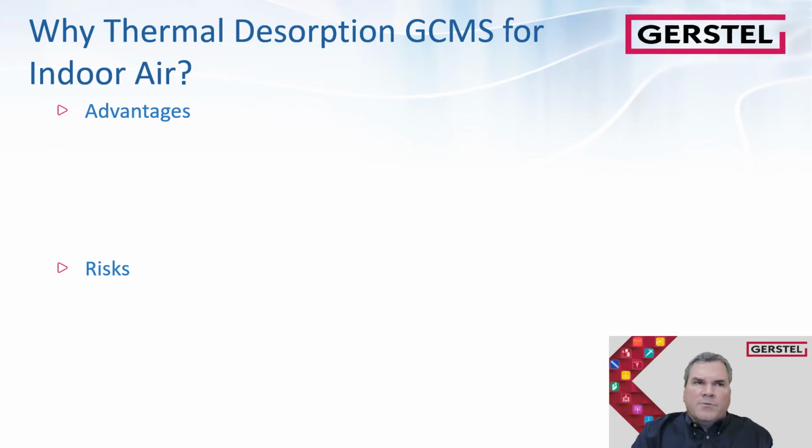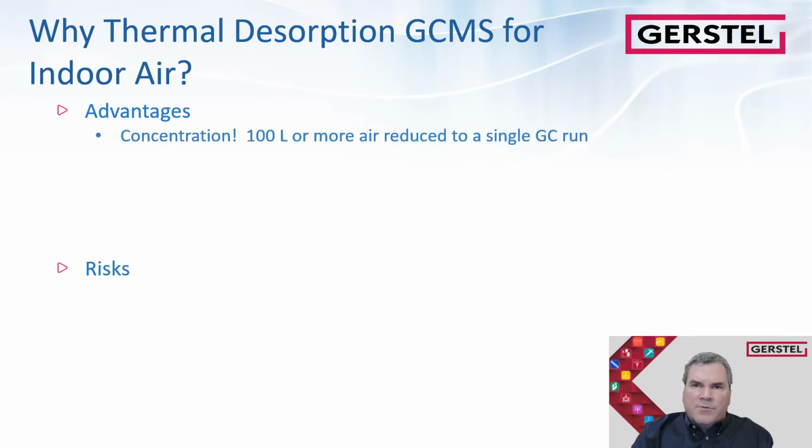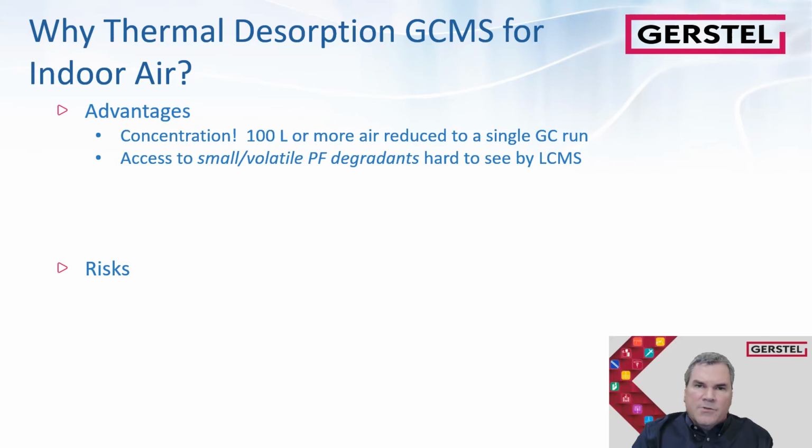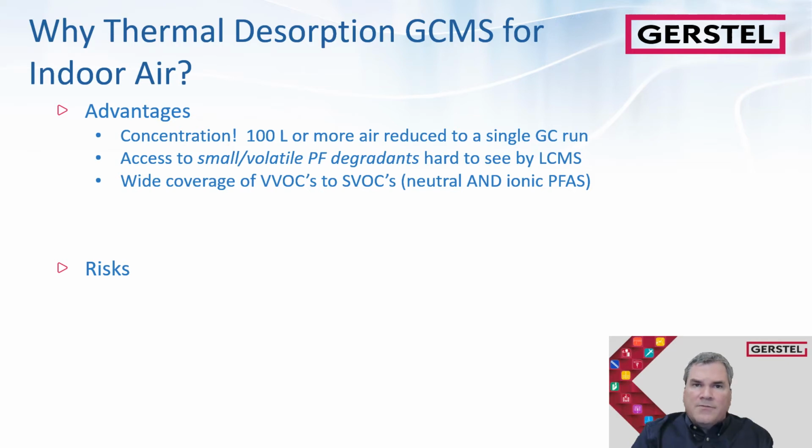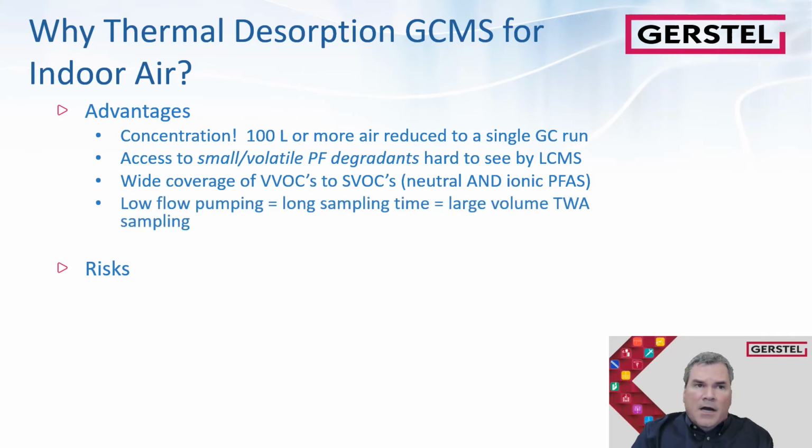Why do we want to use thermal desorption GCMS for indoor air as a way of looking at this? For air analysis, thermal desorption has a lot of advantages. Concentration: we can take 100 liters of air and concentrate it down to a microliter gas injection into the GC. This gives us access to small, volatile, perfluorinated degradants that are hard to see by the LCMS methods used for this in drinking water. We get wide coverage of VVOCs, very volatile compounds, to SVOCs, semi-volatile compounds. We also get neutral and ionic PFAS as well, like GenX. And we can do low flow pumping this way, which allows us to do long sampling times, which results in large volume time-weighted sampling.